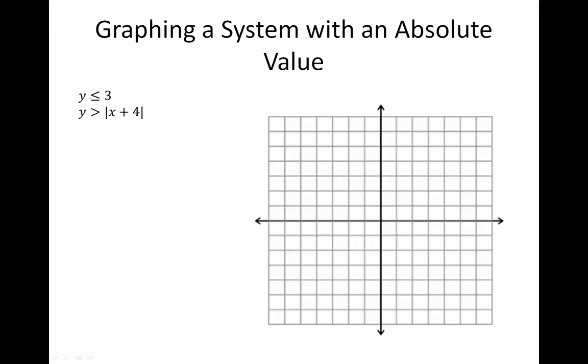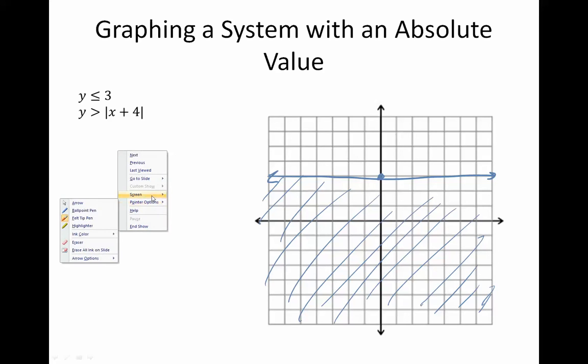So here we've got y is less than or equal to 3. That's this line, horizontal, solid line. It says less than, so I'm going to shade the bottom section. All right. Let's graph my absolute value.